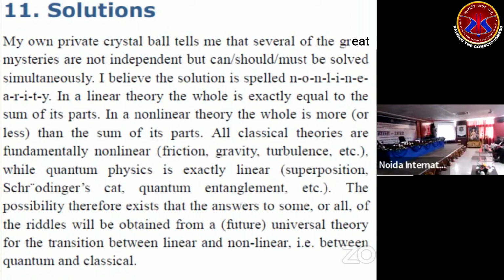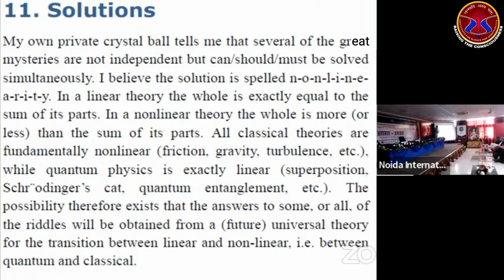It means there is a universal theory. Even scientists are looking for a universal theory. Can we have a theory which explains everything? So how can we explain? He says that the solution is spelled non-linearity. In a linear theory, the whole is exactly equal to the sum of the parts. You have mass balance, energy balance, momentum balance. So what you're trying to do is make your parts equal to the whole.